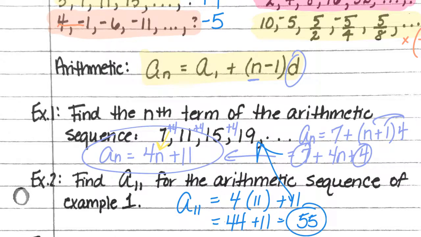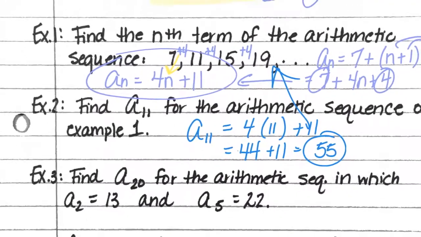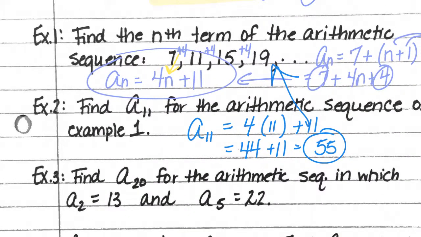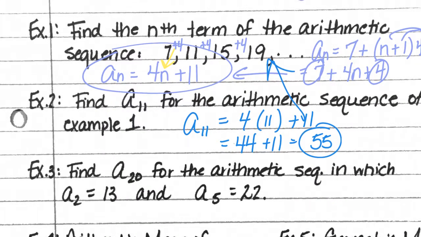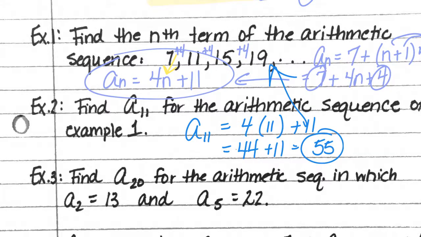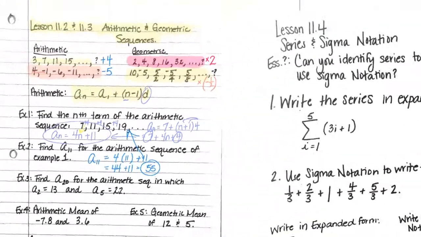All right, we are going to move on to a little bit of a harder question. I'm going to have to use some different areas on my board because we don't have all this room. It says find the 20th term, a sub 20, for the arithmetic sequence in which a sub 2 is 13 and a sub 5 is 22. All right, if we have to find this, we are going to set this up as a system of equations. So let's use this area right here, and we're going to write this as a system of equations.